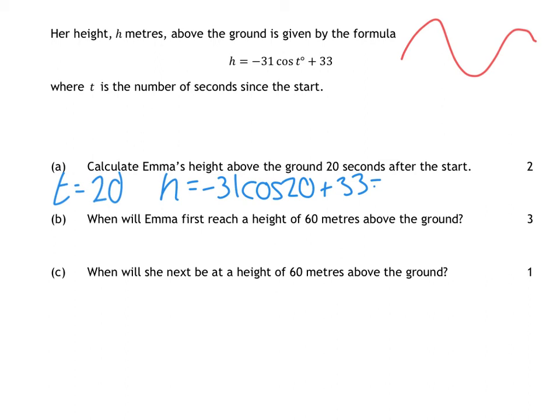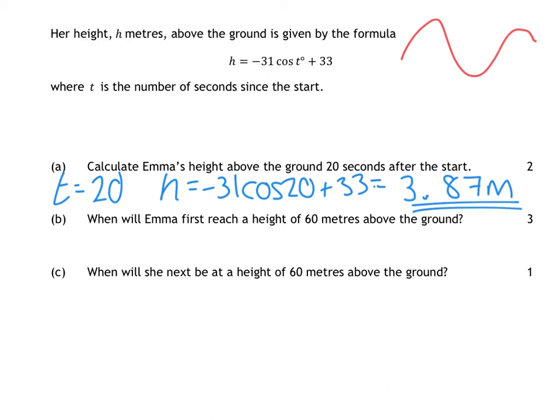All in one go and get your answer, and it tells you that she is a height of 3.872 metres. It doesn't mention rounding, so let's go with 3 decimal places. So that is her height after 20 seconds. It says, when will Emma first reach a height of 60 and when will she next reach a height of 60? So basically they want to know when is she at a height of 60.